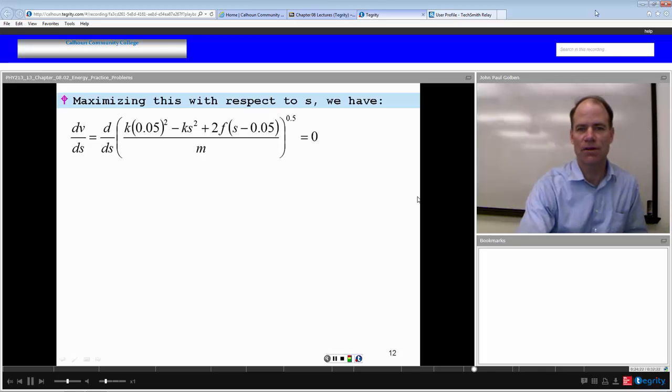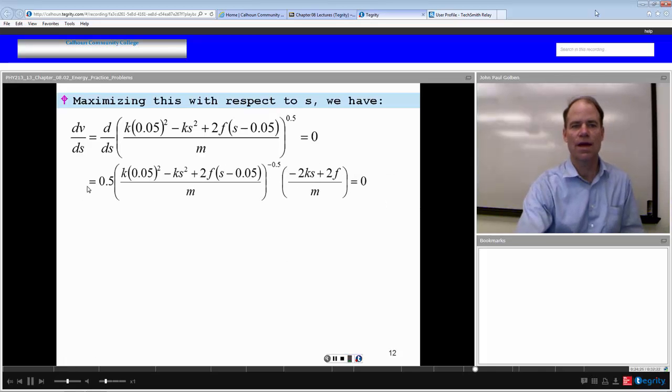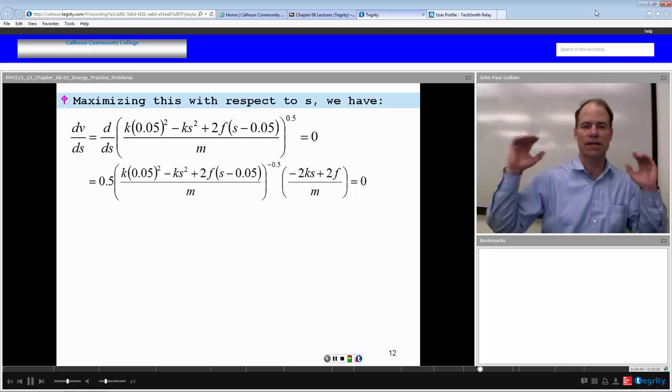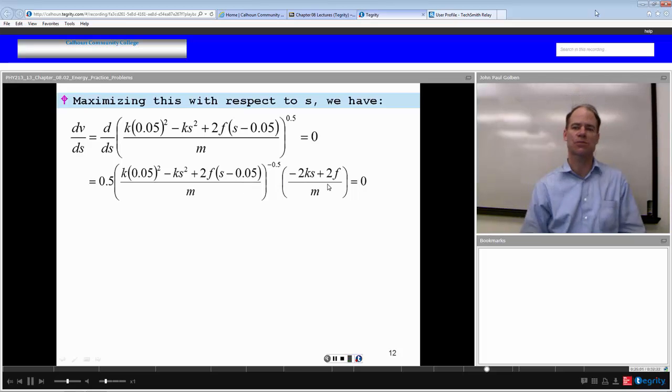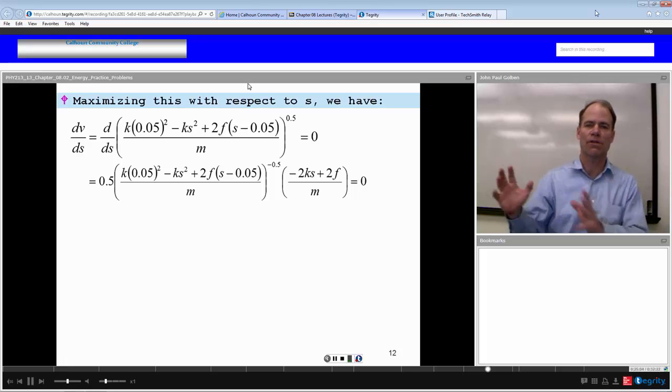Taking the derivative of what's inside as a function of S, we have decrement the power, so 0.5 times what's inside to the power of minus 1, so we have a negative 0.5. And then by the chain rule, we have to take the derivative of what's inside the function. Well, whatever is constant is going to be 0. So we're really just looking at the S terms, and that's going to be a negative 2ks from this, and then the S term over here is going to give us a 2f left over, because the other one's constant and that derivative will be 0. So we end up with a negative 2ks plus 2f over m. And all this should equal 0.